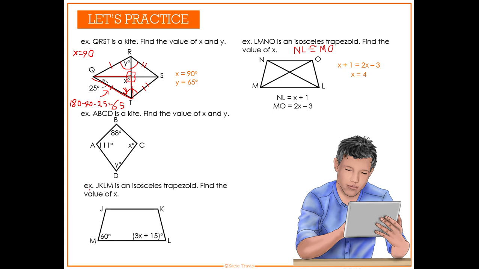Now, we've got another kite here, and they want us to find the values of x and y, their angles. So let's note some things. These two sides here, AB and CB, are the same size. I can tell that because it's a kite, remember. And then down here, these guys here, oops, sorry about that.